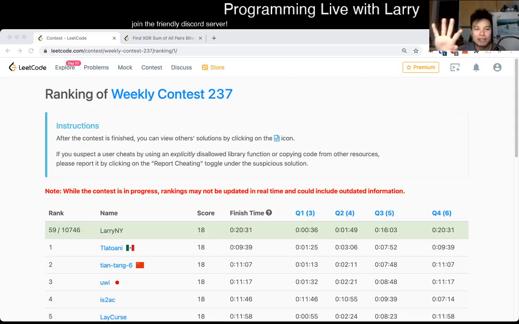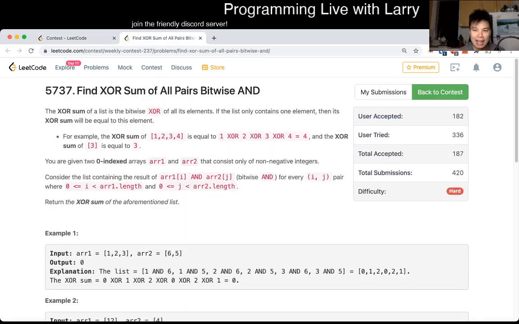This is me going over week 4 of the weekly contest 237, Find XOR Sum of All Pairs Bitwise AND. So this one, actually a lot of people end up getting it, maybe.